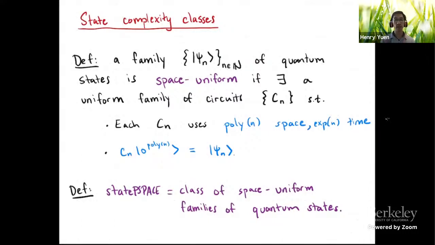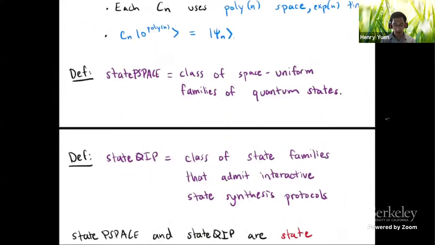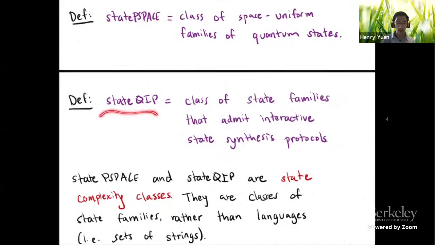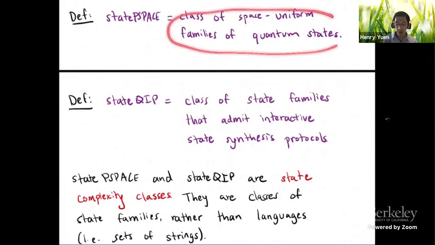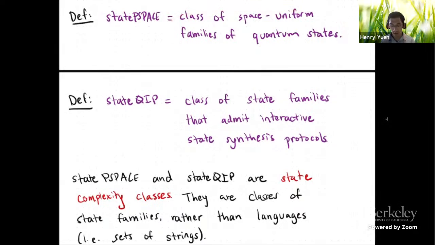And it really just means that there's one quantum polynomial space Turing machine that generates each of these states. So state PSPACE is defined to be the class of all space uniform families of quantum states. And state QIP is going to be the class of all state families that admit interactive state synthesis protocols. Since both of these classes are classes of state families, we can talk about inclusions and compare them with each other. And our main theorem, like I mentioned, is the inclusion that all space uniform families of quantum states admit interactive state synthesis protocols.